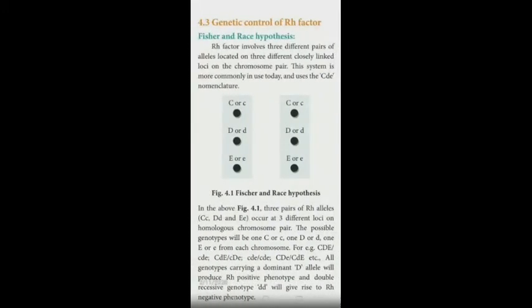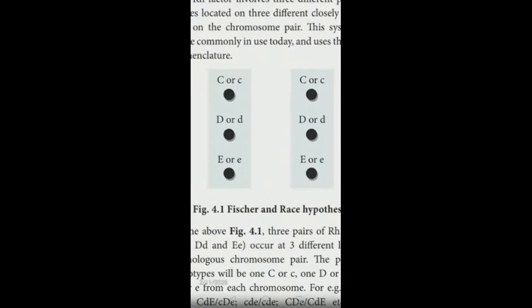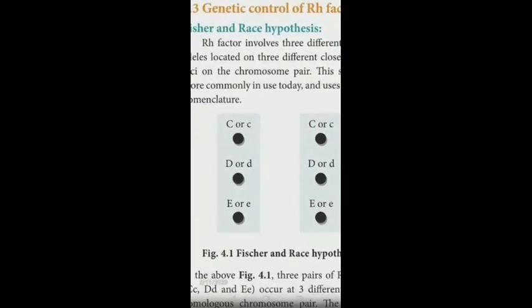As you have seen here, this is capital C, small c, capital D, small d, small e, capital E, small e. Here there are three pairs of alleles present.